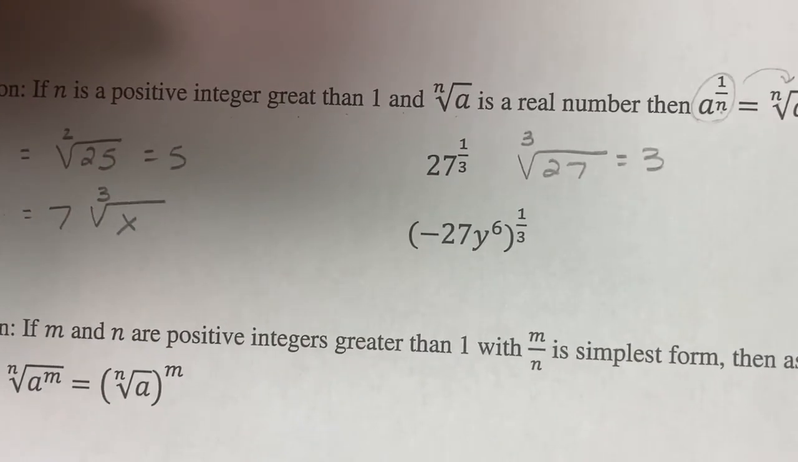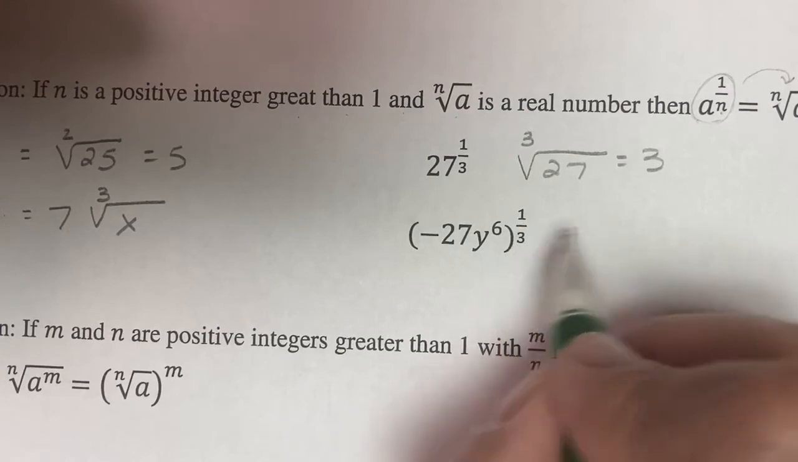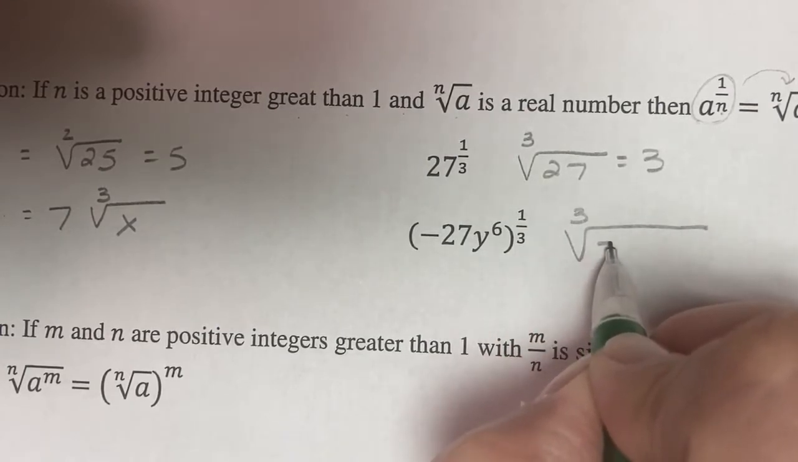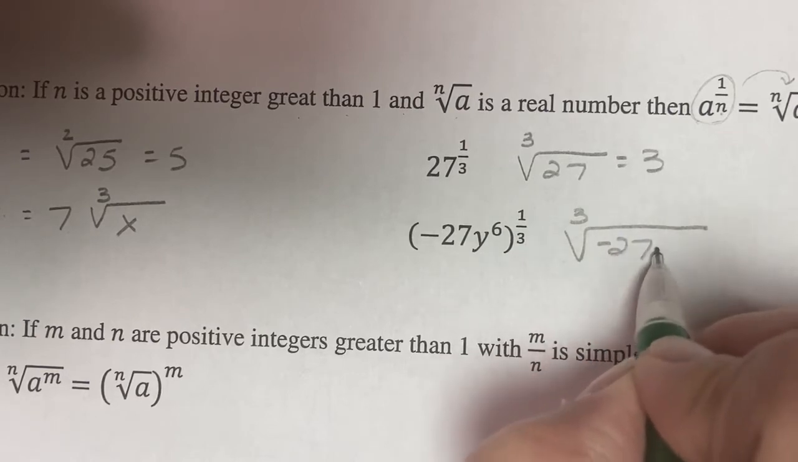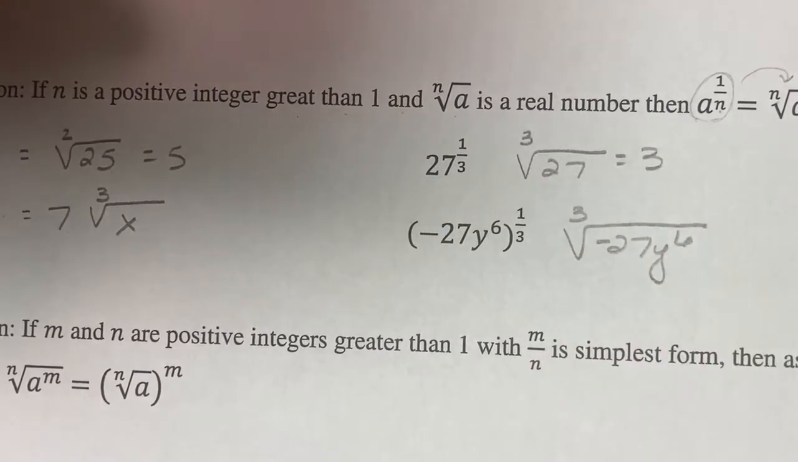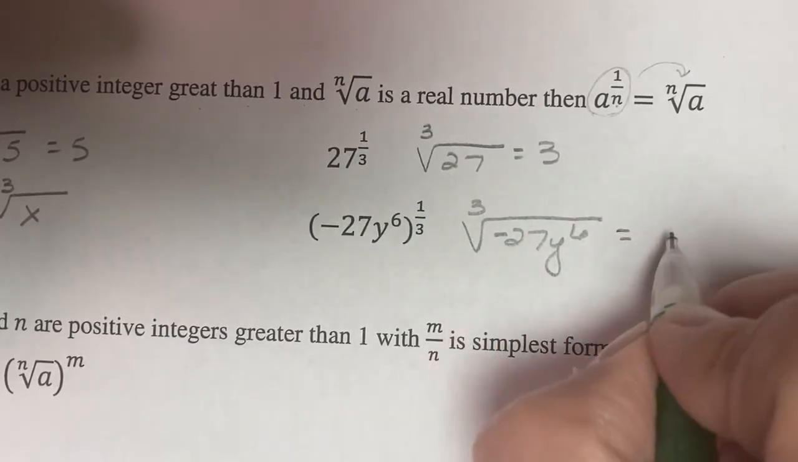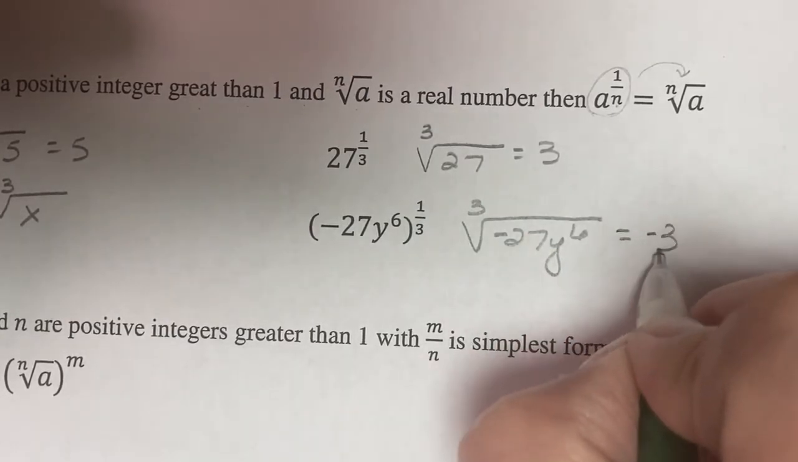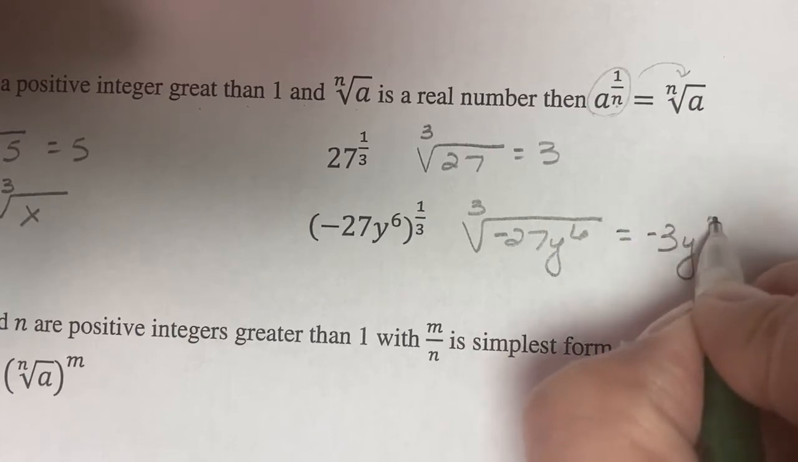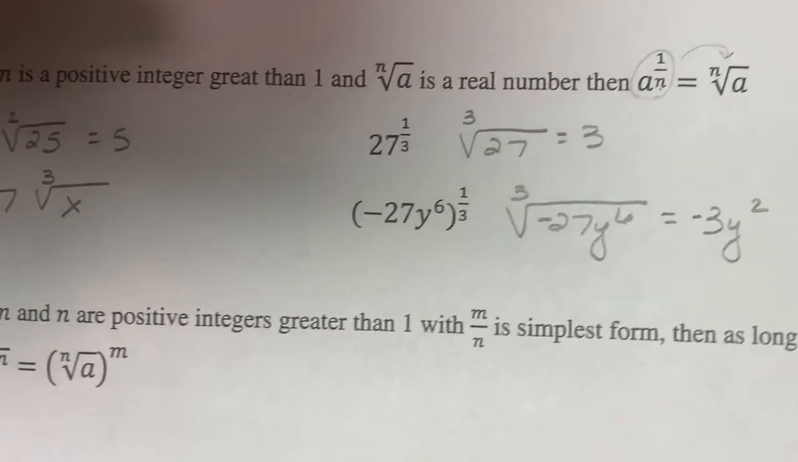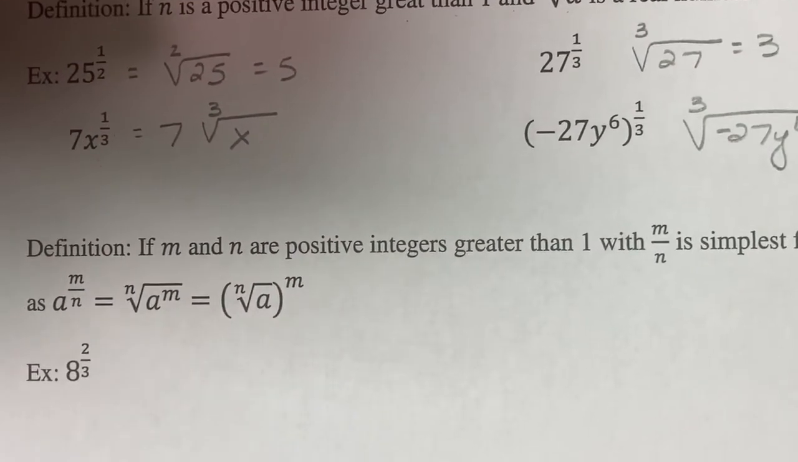And then finally, this one, again, it's a cube root, so it would be the cube root of negative 27y to the 6th, which would be, well, the cube root of negative 27 is negative 3, and the cube root of y to the 6th would be y squared. So when you have exponents that are fractions, you change them to radicals to help you solve.